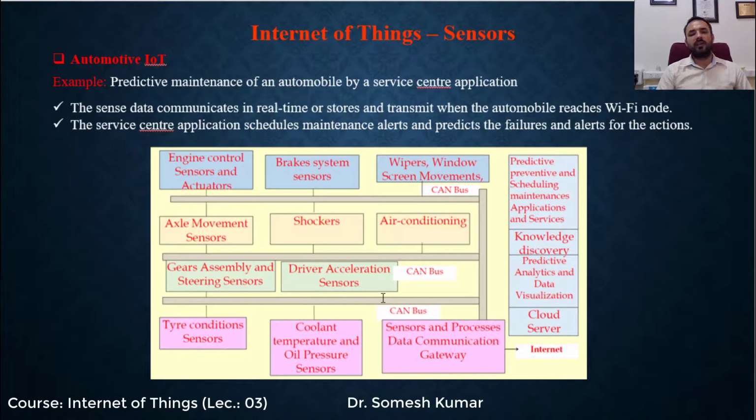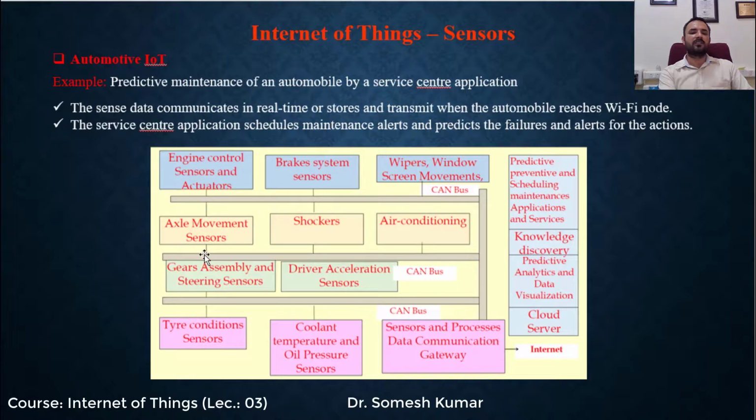Now I will give one example of how automotive IoT works. Suppose in the car there are engine control sensors and actuators which control the engine. If there is a fault in the engine, the sensor senses that fault. There are other sensors in the brake system; if there is a failure in the brakes, the sensor senses that failure. Then the wiper windscreen sensors: if there is rain, your wiper starts automatically. The CAN bus controls all these sensors.